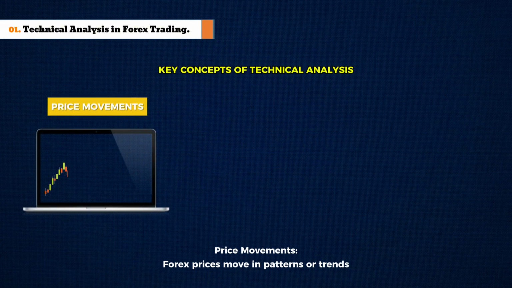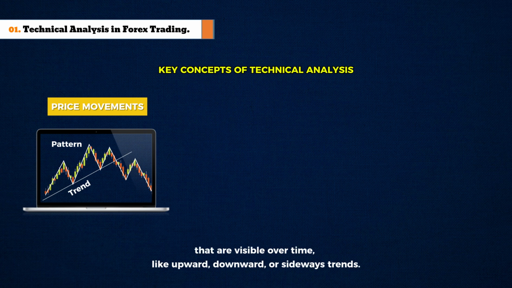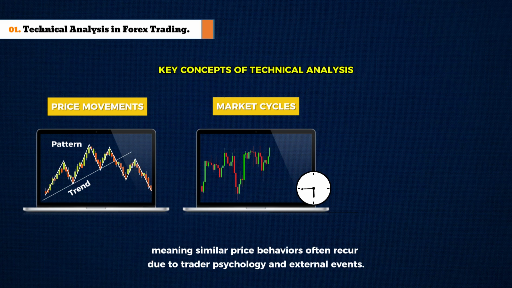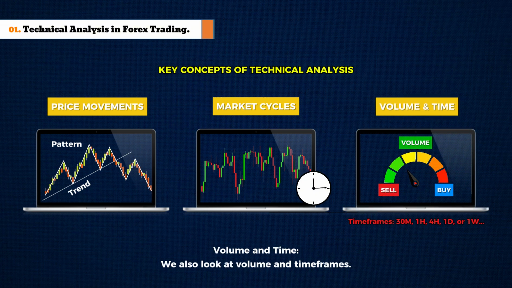Firstly, price movements. Forex prices move in patterns or trends that are visible over time, like upward, downward, or sideways trends. Secondly, market cycles. Markets also tend to move in cycles, meaning similar price behaviors often recur due to trader psychology and external events. And finally, volume and time.